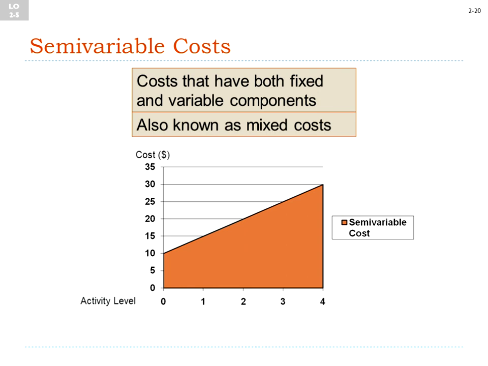A third type of behavior is semi-variable cost. Something like this is both partially fixed and variable, and it includes mixed costs. It's also known as mixed costs. So, what would be something like this?